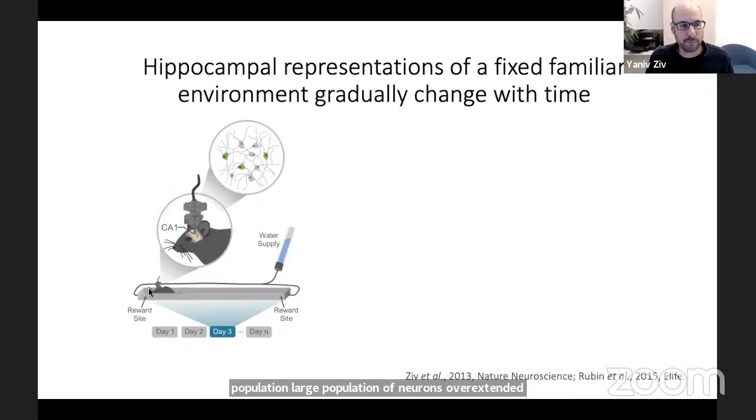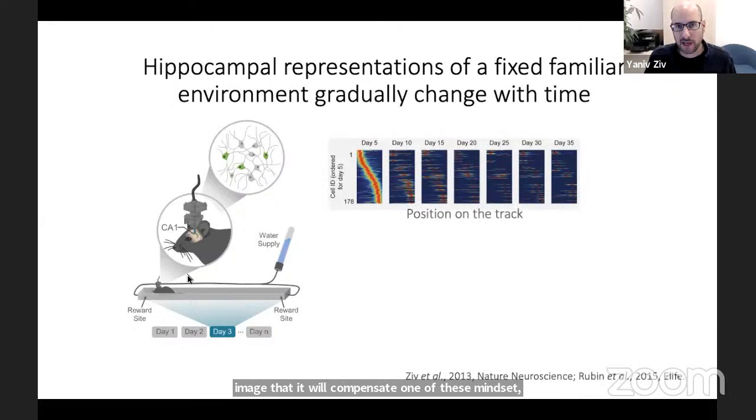And in an experiment we did using this technique, we found a rather surprising result. We found that hippocampal representations of a fixed familiar environment gradually changed with time. So I'd like to describe this very simple experiment to you now. What we did was to train mice to run back and forth along a simple linear track. It was a familiar linear environment. And we imaged the hippocampal CA1 of these mice every several days over a month.